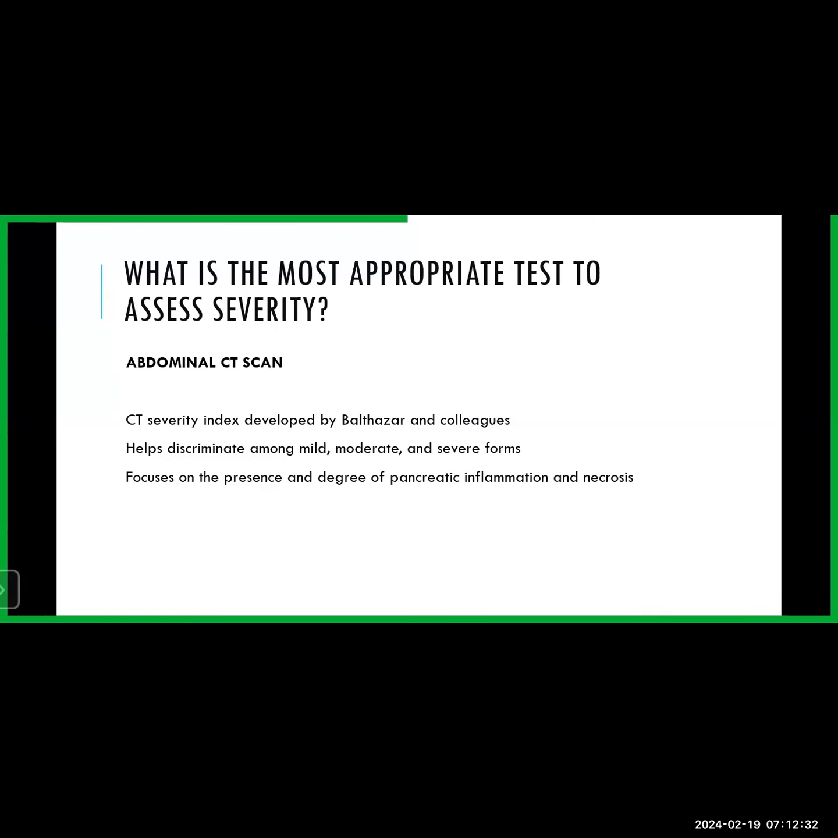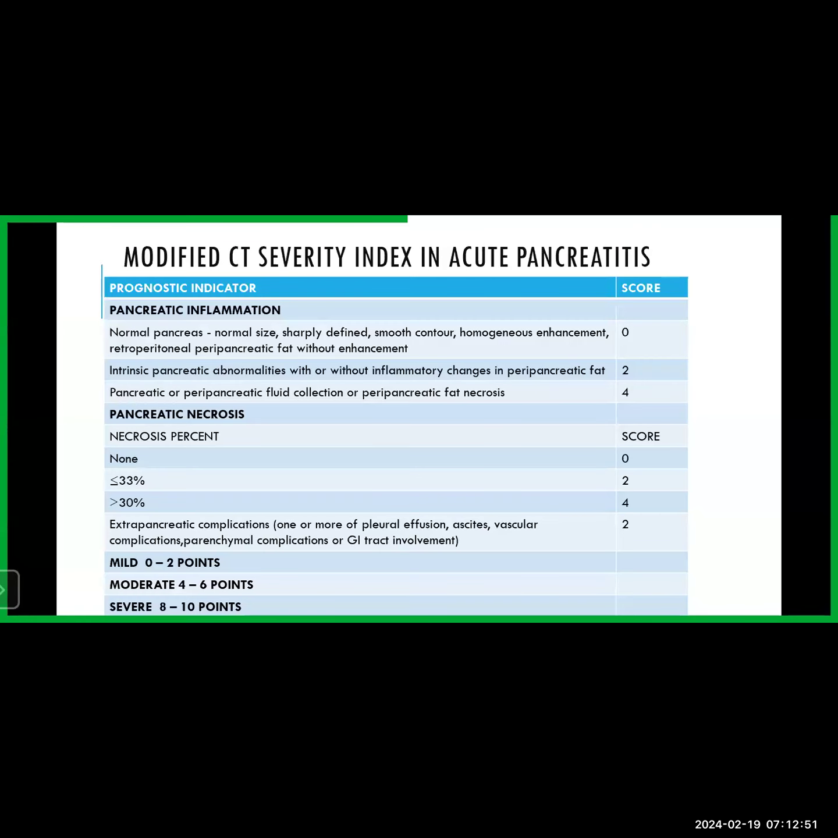And I just decided to explain at this point that the CT severity index was developed by Balthazar and colleagues, and it was done to help discriminate among mild, moderate, and severe forms of acute pancreatitis. And it focuses on the presence and degree of pancreatic inflammation and necrosis. So this slide just goes to show that based on the findings in the CT scan, a score is given.